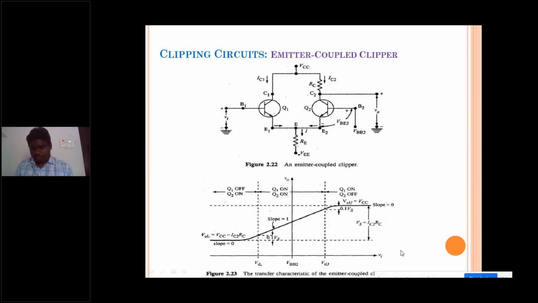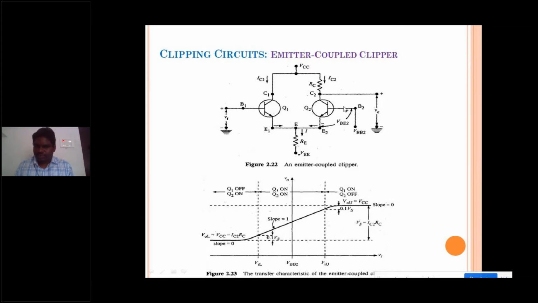The next one is the emitter coupled clipper. In emitter coupled clippers, we use two transistors. The emitters of the two transistors are coupled and connected to a negative voltage called minus VA. Remember, the base of the second transistor takes a fixed voltage, and the base of the first transistor takes a variable voltage, a sinusoidal signal applied here.